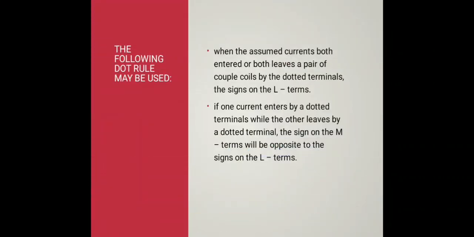The following dot rule may be used. When the assumed currents both enter or both leave a pair of coupled coils by the dotted terminals, the sign on the M term will be the same as the sign on the L term. If one current enters by a dotted terminal while the other leaves by a dotted terminal, the sign on the M term will be opposite to the sign on the L term.